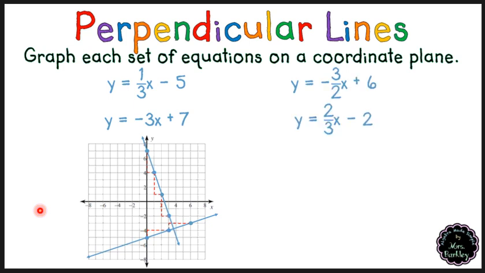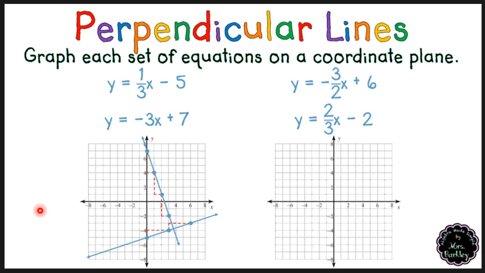And so let's look at another pair of equations. So y equals negative 3/2 x plus 6 and y equals 2/3 x minus 2. So given a coordinate plane, on our first equation we have a y-intercept of positive 6. So on the y-axis at 0, 6, make a point, and a slope of negative 3/2. So going down 3 and to the right 2 and making a point. Continuing that slope, making another point, and drawing our line.